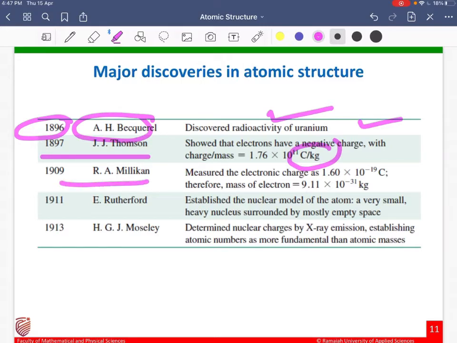Millikan measured the electric charge as 1.60 × 10^-19 coulomb. Therefore, the mass of the electron is equal to 9.11 × 10^-31 kilogram. Rutherford established the nuclear model of the atom, a very small heavy nucleus surrounded by mostly empty space. In 1913, H.G.J. Moseley determined the nuclear charges by X-ray emission, establishing atomic numbers as more fundamental than atomic masses.